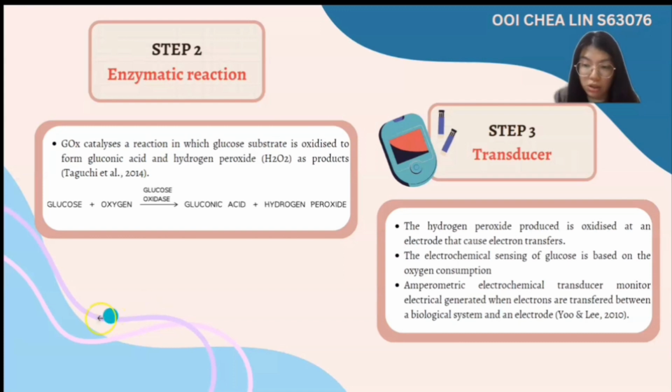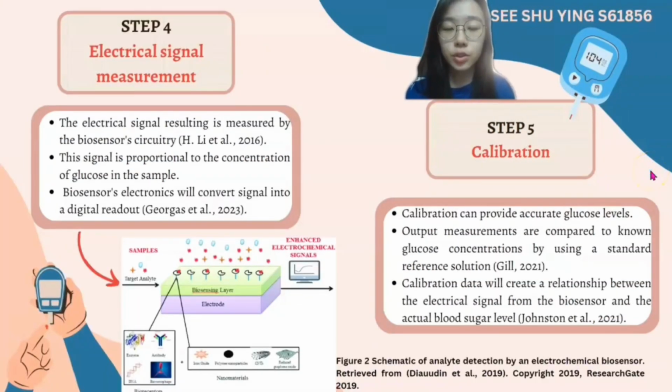system and an electrode. Step 4 is electrical signal measurement, in which the electrical signal is produced by using the biosensor circuitry, and the signal is proportional to the concentration of glucose inside the sample. As the figure shows below, the biosensor electronics will convert the signal into a digital readout. Step 5 is calibration. Calibration can provide accurate glucose level in which the output measurement is compared to the known glucose concentration by using a standard reference solution. Calibration data will create a relationship between the electrical signals and the actual blood glucose level.